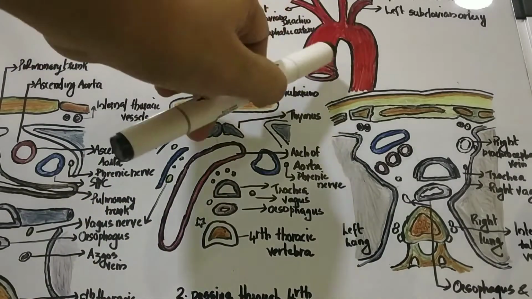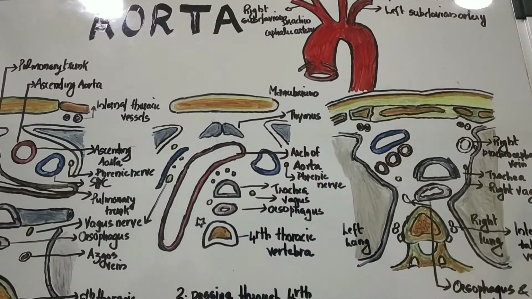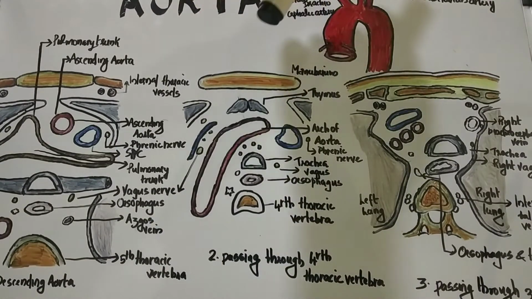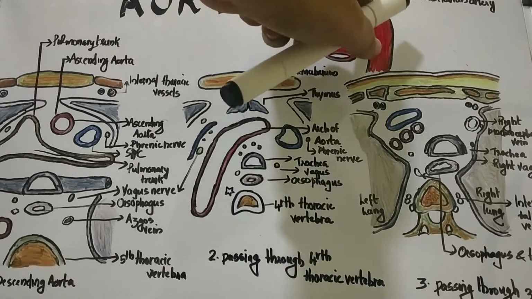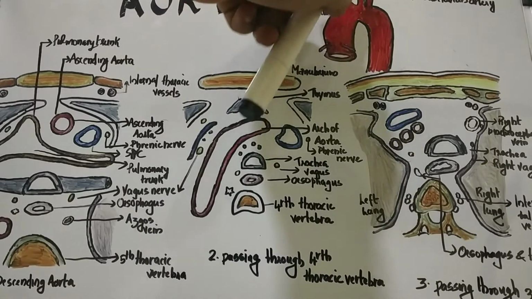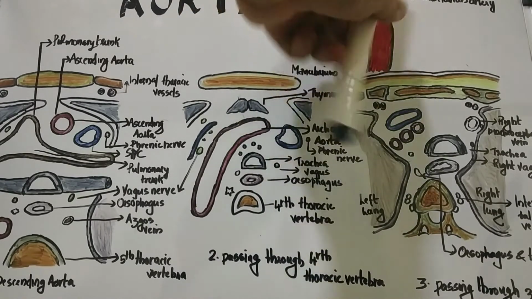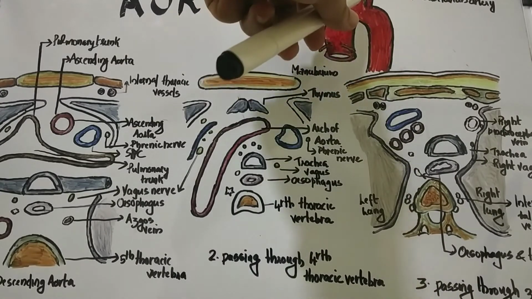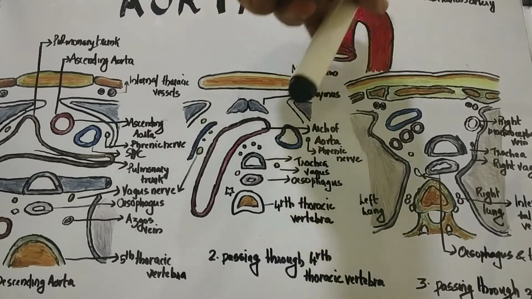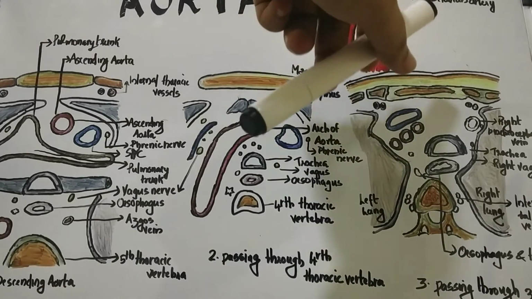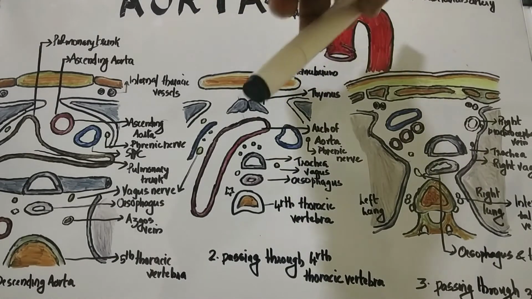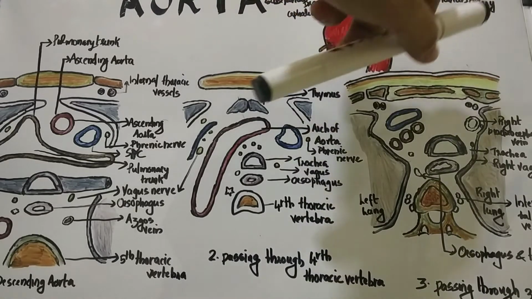Now we will discuss the course of the arch of aorta. The arch of aorta begins at the upper border of the right second sternocostal joint. Then it moves upwards, backwards and to the left of the bifurcation of the trachea. Then it moves downwards behind the left bronchus and on the left side of the body of the fourth thoracic vertebra.